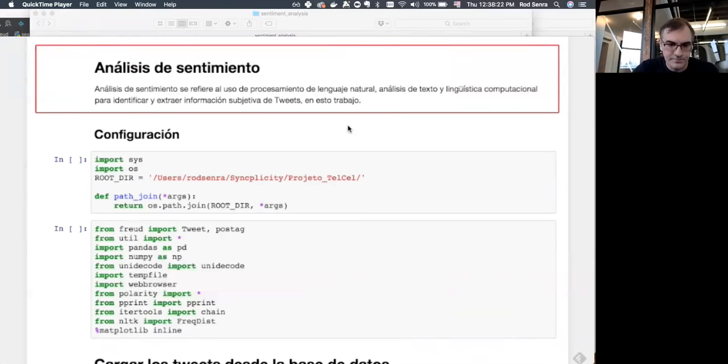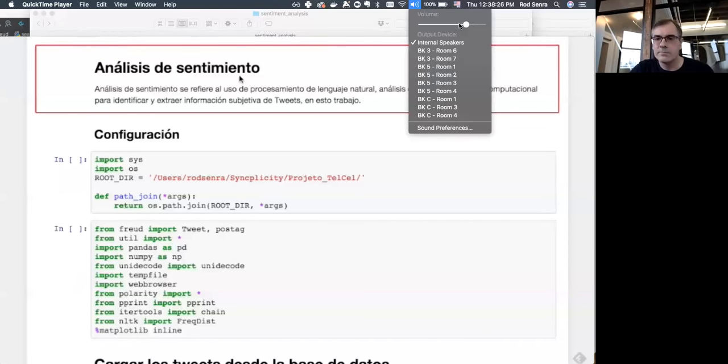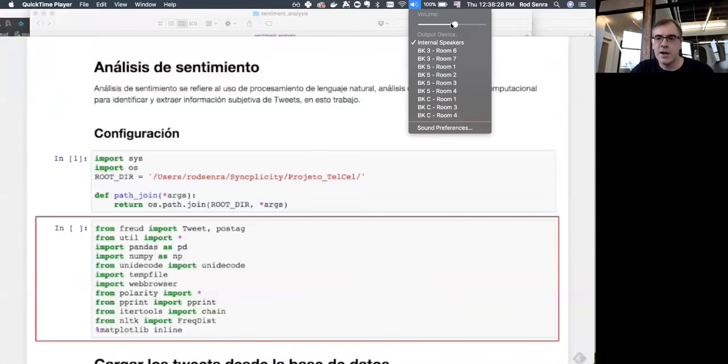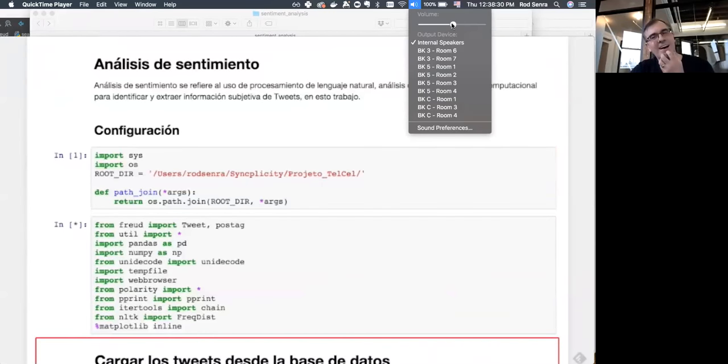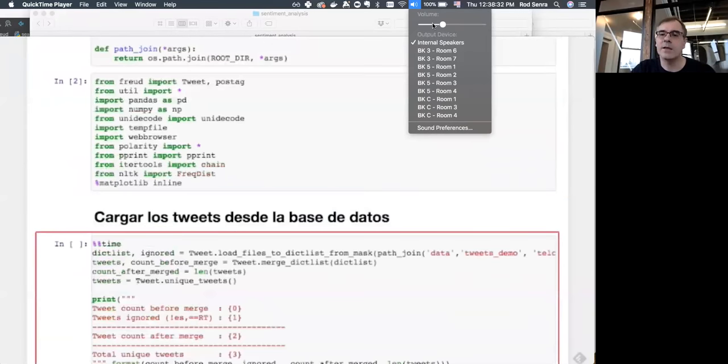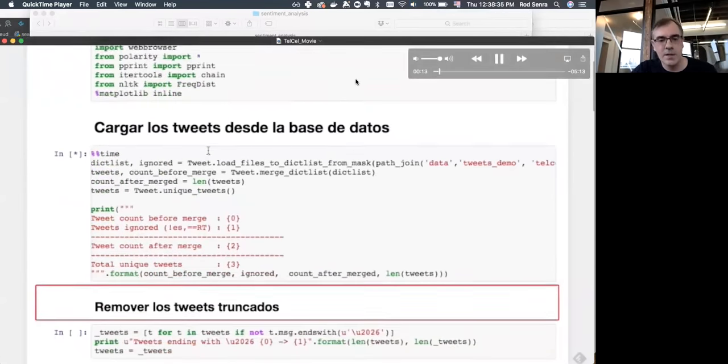So let's move on. Oh, that will be tricky. Okay. I put some music on that presentation, but it's okay. I can reduce the volume here.